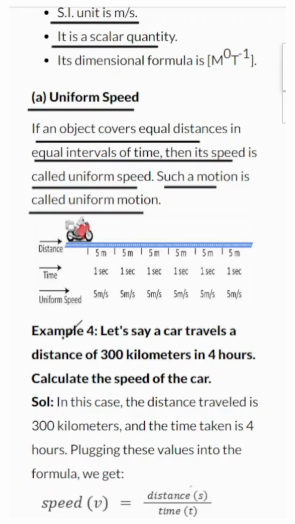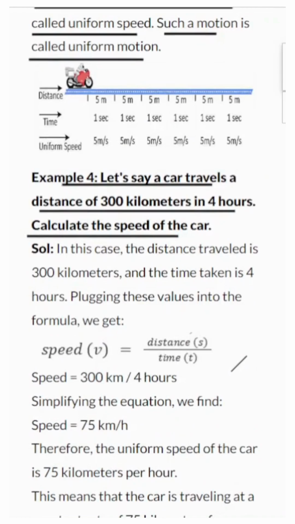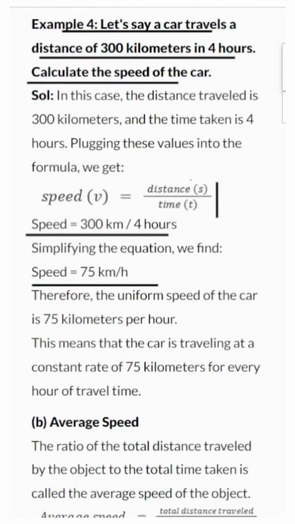Imagine a car, for example, traveling 300 kilometers in 4 hours. To find its speed, we use a simple formula: speed is equal to distance by time. In this case, its speed is equal to 300 kilometers by 4 hours is equal to 75 kilometers per hour. So, the car is moving at a constant rate of 75 kilometers for every hour of travel time.